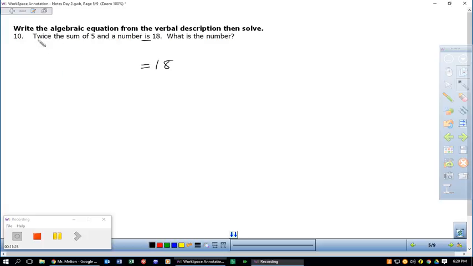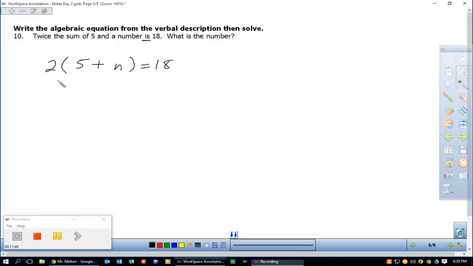Now, we have right here twice something. Well, twice means 2 times something, right? Okay, so twice the sum of 5 and a number. We don't know what our number is, but I'm going to go ahead and use n. Okay, so the sum of 5 and n. So there's our equation. That is over half the battle. If you can get the equation down, then you are on your way there.